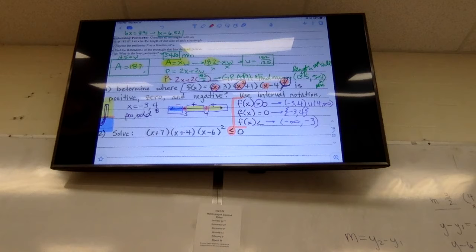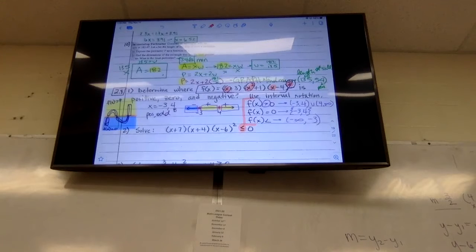How do we know there was no... Because it says, where is it positive, zero, and negative? So I read positive as a positive number, not zero and above.